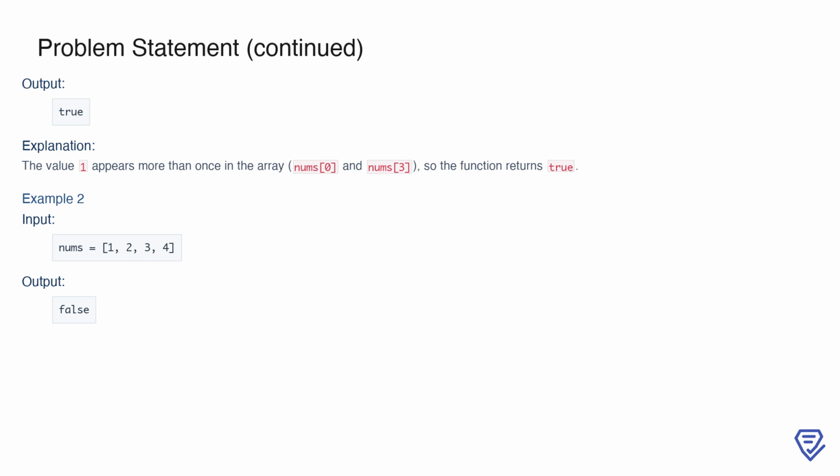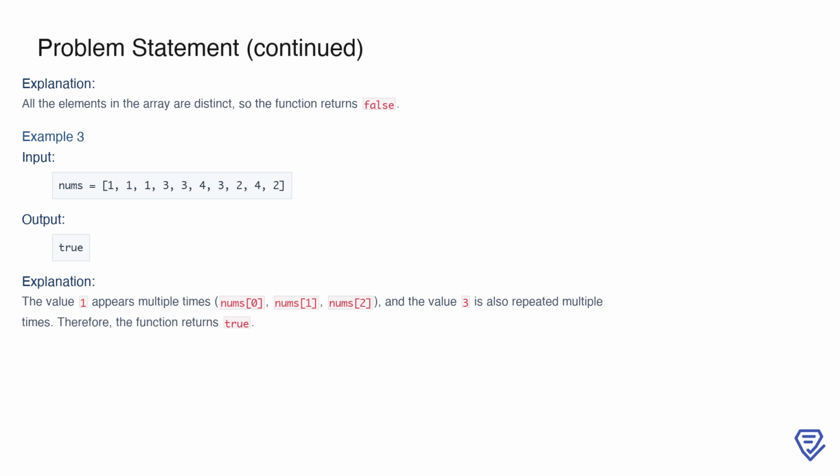In the second example, the input is nums equals 1, 2, 3, 4. Here, all the values are distinct, which means there are no repeats. Consequently, the function returns false as the output. Expanding further, the explanation for the second example emphasizes that every element in the array is unique. Therefore, the output remains false.